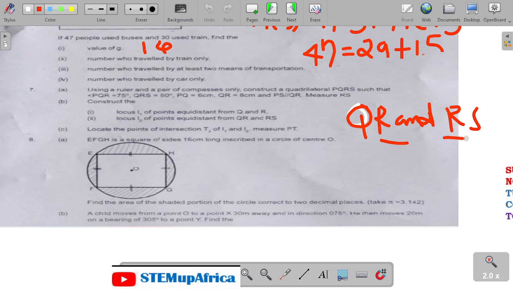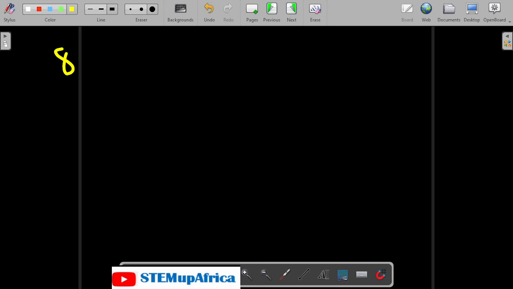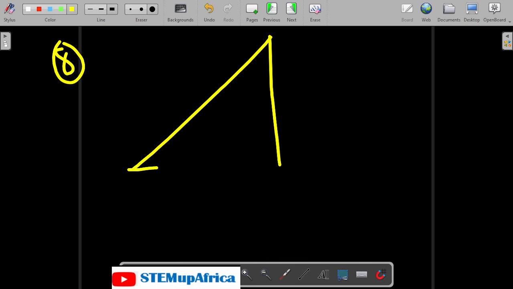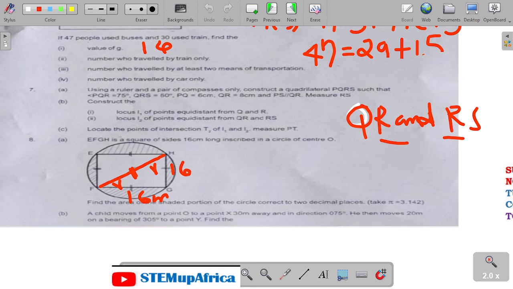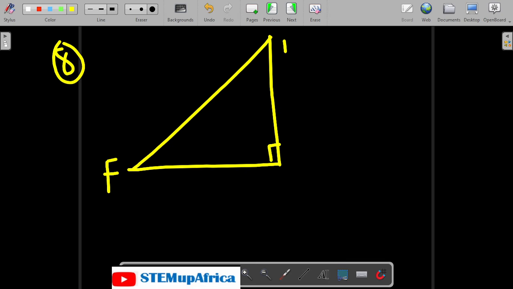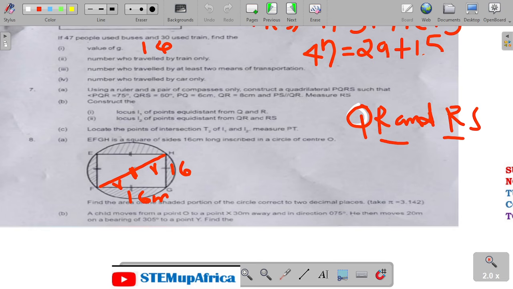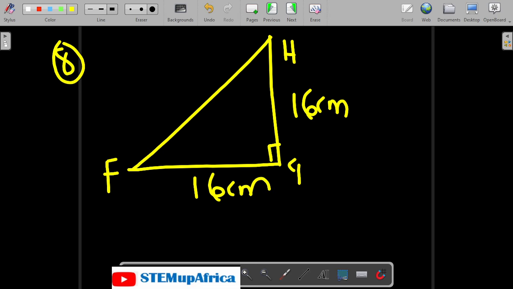So let's get the diagonal. Diagonal will join from F to H. So you don't forget, here is 16, here is 16. So half of it is the center. The center now represents the radius. From the center to any point on the circumference of the circle is called radius. So let's consider FHG. Let's extract it out. Here is F, H, and G. Don't forget, here is 16 cm, then here is also 16 cm. So from here to here will give us 2 radius.